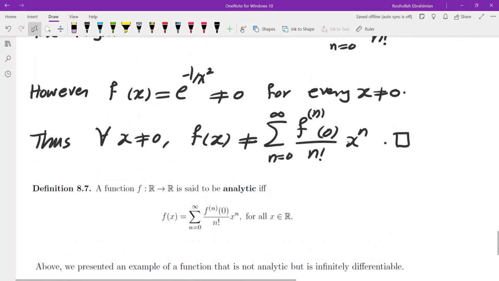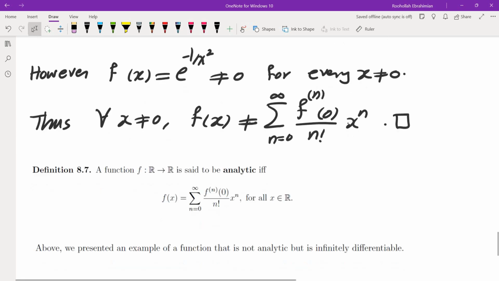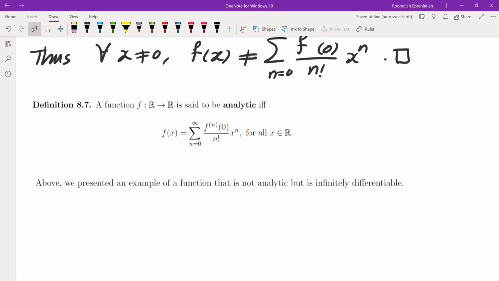Okay, this is a very interesting example because it shows that even though this function is completely differentiable, C infinity, it is not equal to its Taylor series anywhere except for the center. This kind of function is something that we would like to avoid in many instances. If a function f from R to R is equal to its Taylor series centered at 0, then the function is called analytic. What we showed in this example is that there is a function that is not analytic, but it is infinitely differentiable.